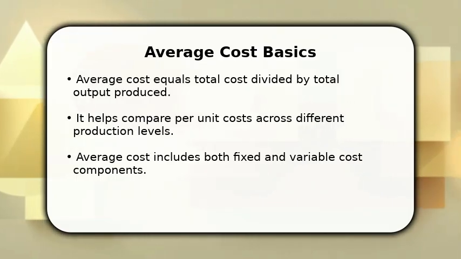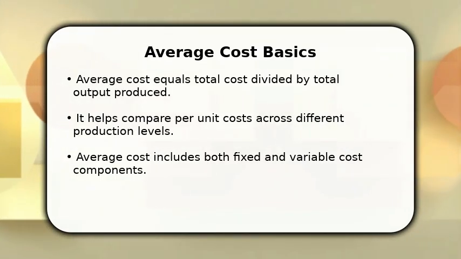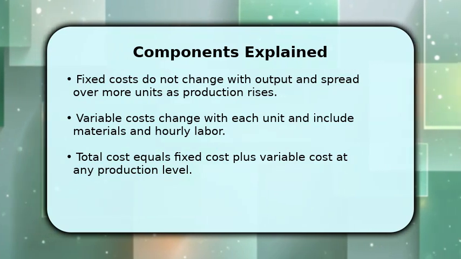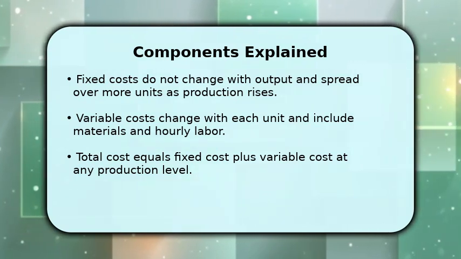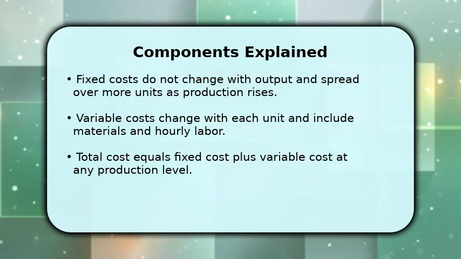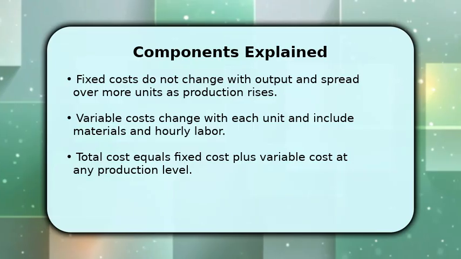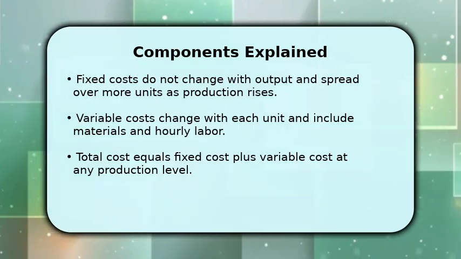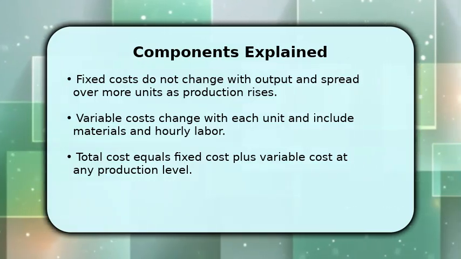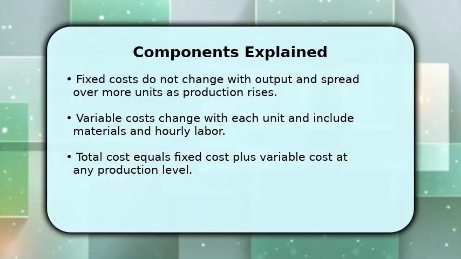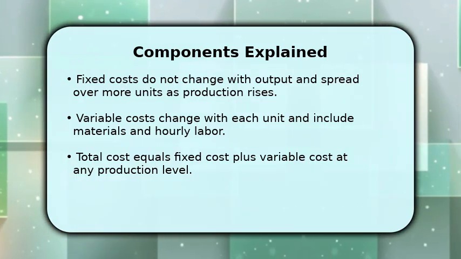You will learn to spot economies and diseconomies of scale, and how marginal cost interacts with average cost to guide efficient output choices. Average cost changes because fixed cost per unit falls as output rises and variable cost per unit can shift with efficiency. I will explain how spreading fixed costs lowers average cost, while rising variable costs can raise it. We will compare short-run versus long-run behavior and show practical implications for firms setting price or choosing scale.